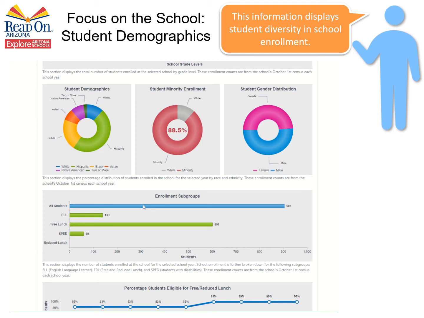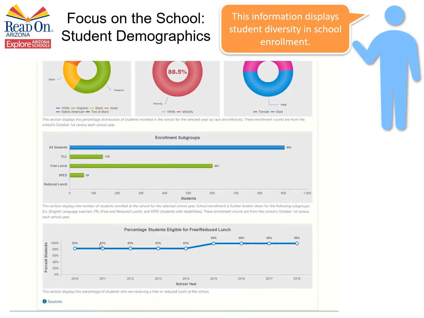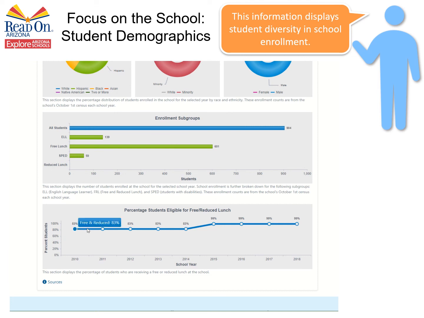The chart below shows enrollment subgroups, which display percentages of students who are English language learners, or ELL, students who qualify for free or reduced lunch, or students who receive special education services, or SPED. And finally, the last data section shows the percentage of students eligible for free or reduced lunch and the trend from previous years.